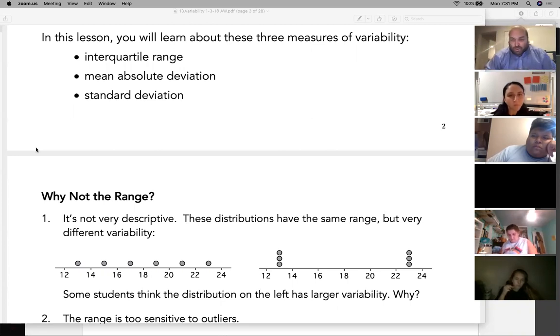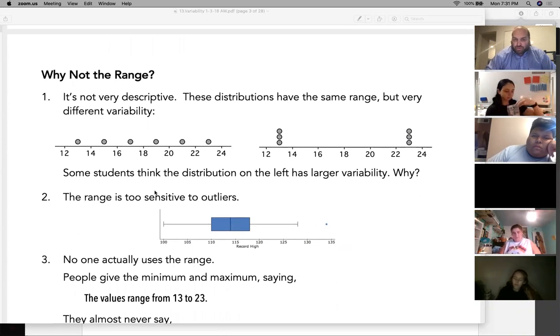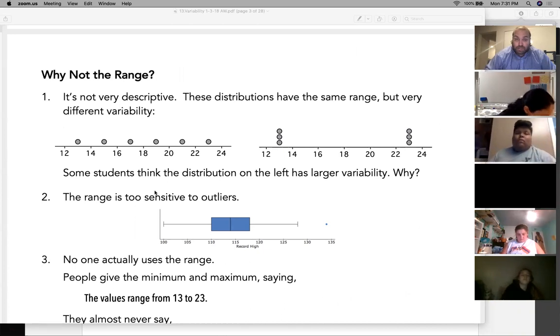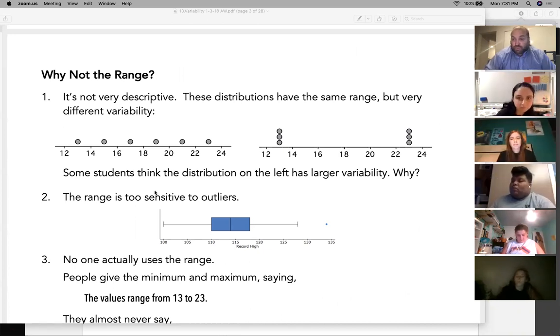Okay. So why not the range? The answer is that, first of all, it's not very descriptive. Look at these 2 distributions here. What's the range of the one on the left? What's max minus min for the one on the left? 23 minus 13, which is 10. And what's the range for the one on the right? It's also the same. They both have the same range. But they have very different distributions, correct?